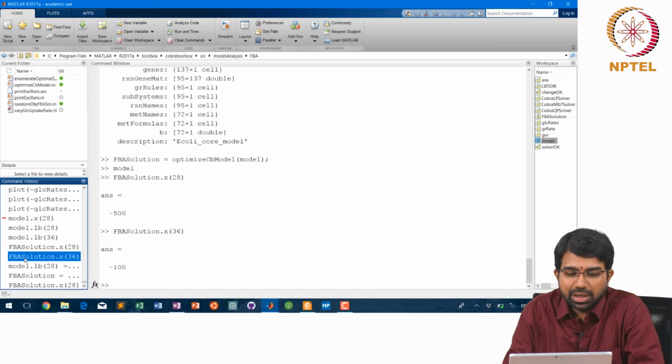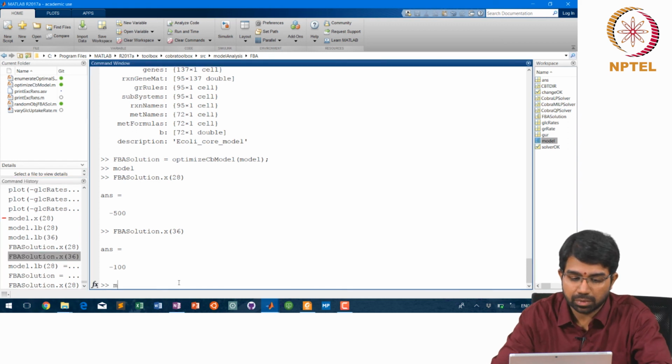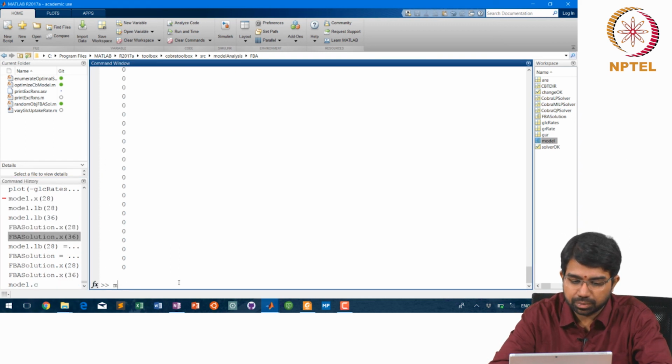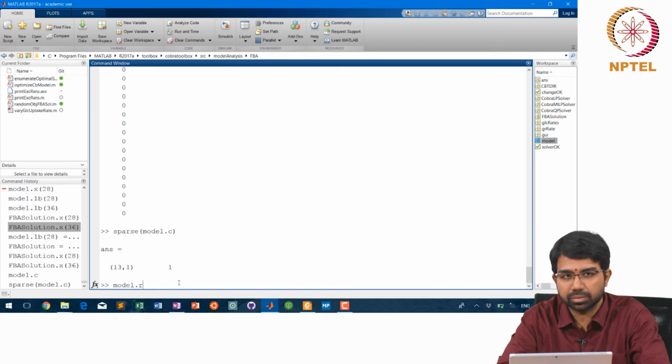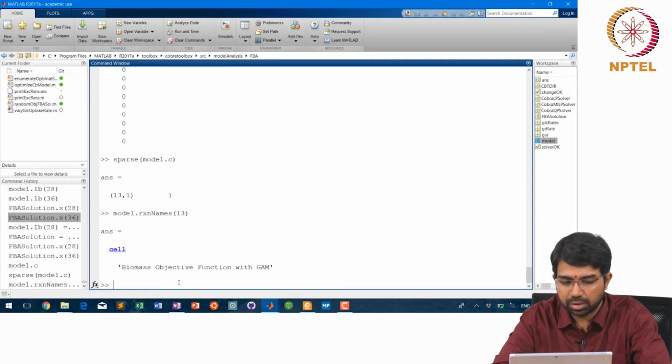500 was the LB we gave it, but that needn't be the glucose uptake rate, simply because it's going to be oxygen limited now. But we are not optimizing for glucose, we are optimizing for biomass. C was 28, right? C was 128. No, C was 13. 13, right? And model.rxnNames[13].